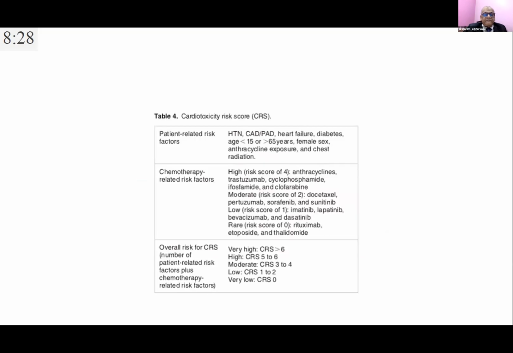Next, please. So this is a scoring system in which patient-related risk factors such as hypertension, etc., will be there, and then chemotherapy-related risk factors. For example, a risk of 4 if somebody is getting anthracycline, trastuzumab. A risk of 2 if somebody is getting drugs like pertuzumab, sorafenib, sunitinib, and so on. So, depending on this calculation, one is supposed to take a call on what investigations we should do before we subject a patient to chemotherapy, and especially drugs which have a potential of inducing cardiotoxicity.